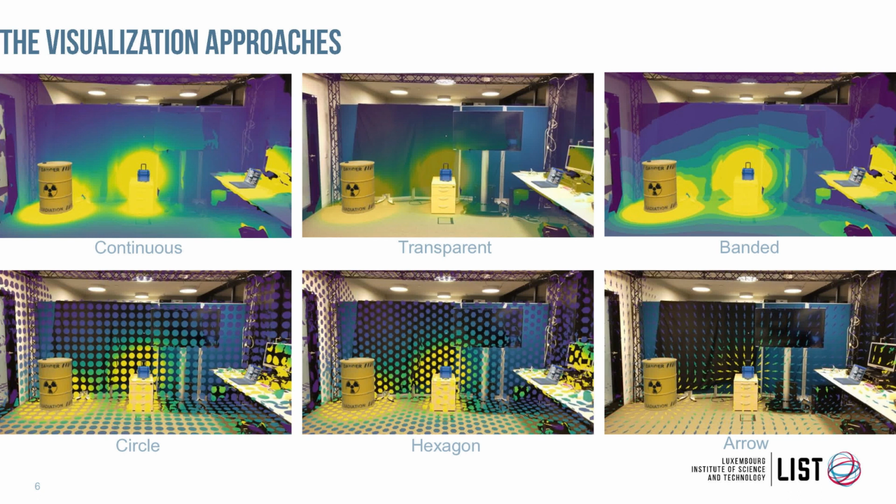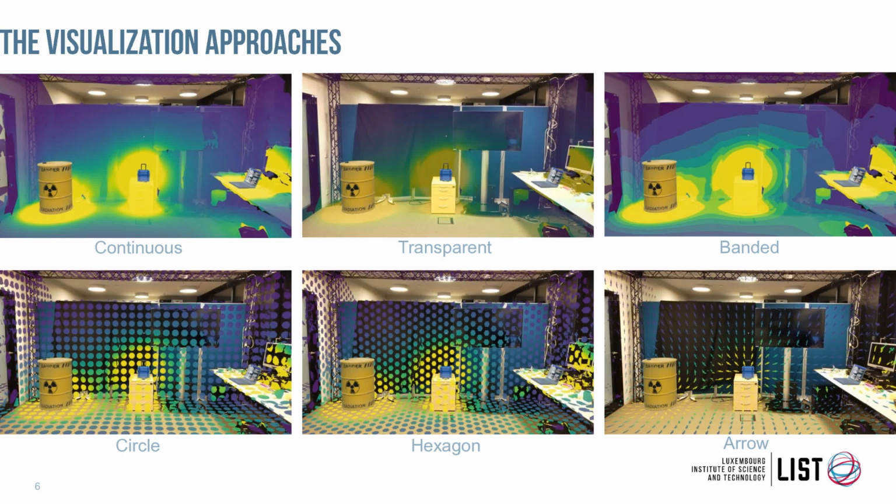Banded visualization uses a Viridis scale divided into 8 distinct color bands to help users clearly distinguish the changes in radiation gradient. The circular visualization is the simplest stencil, where intensity is rendered on a circular pattern repeated across the spatial awareness mesh. The user can see the real world through the gaps between the circles.